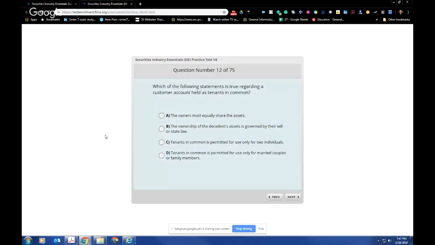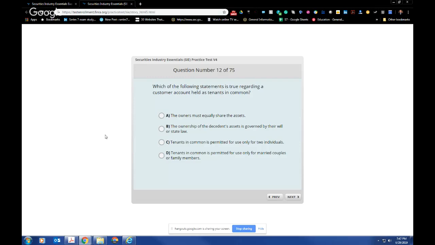Owners must equally share? They don't have to be equal. They can be disproportionate. The ownership of the decedent's assets is governed by their will or state law. Oh, we'll come back to that. Tenants in common is permitted for use for only 2? That's not true. You can have 3 or 4. You just have to have the percentages. Only for married couples or family members? Again, not true. You can have 3, 4. You can have 2 brothers, 2 friends, whatever.